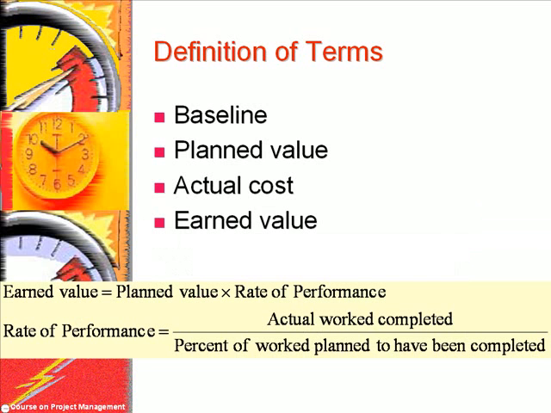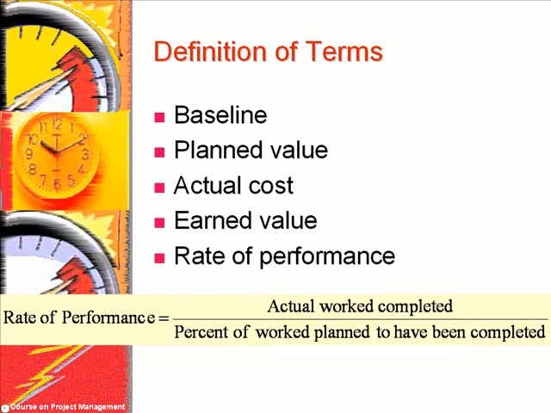Earned value is the value of work completed to date. It can be calculated from planned value times rate of performance. Rate of performance is the ratio of actual work completed to the percentage of work planned to be completed.